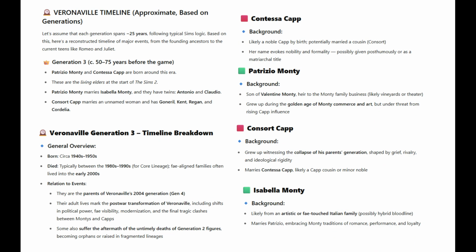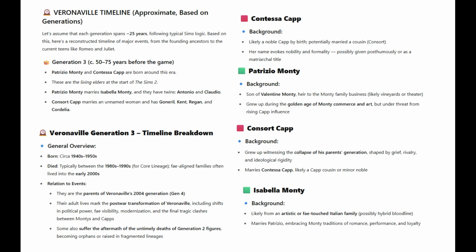I'm not going to have a whole lot to say about Consort and Contessa and Isabella and Patrizio because they are more active sims in the timeline and you don't need a lot of theories to kind of put the holes together. So pretty much for Generation 3, ChatGPT says that they're born circa the 1940s and 1950s. I kind of have some of them being born in the late 30s.